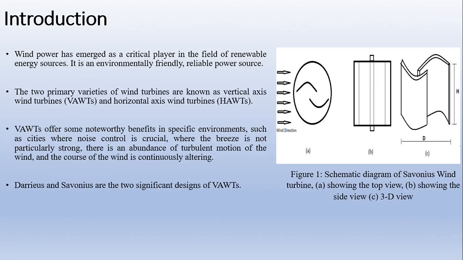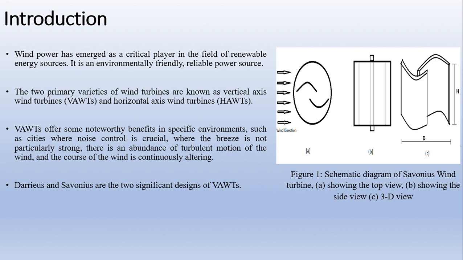Now, talking about the introduction, wind power has emerged as a critical player in the field of renewable energy sources. It is an environmentally friendly, reliable power source. The two primary variants of wind turbine are known as vertical axis wind turbine and horizontal axis wind turbine. Vertical axis wind turbines offer some noteworthy benefits in specific environments such as cities where noise control is crucial, where the breeze is not particularly strong, where there is evidence of turbulent motion of the wind, and the course of wind is continuously altering.